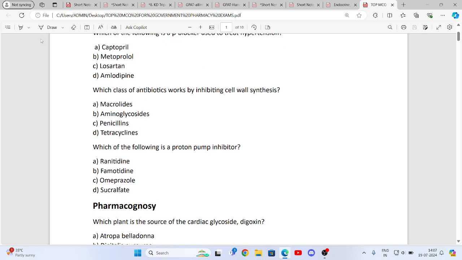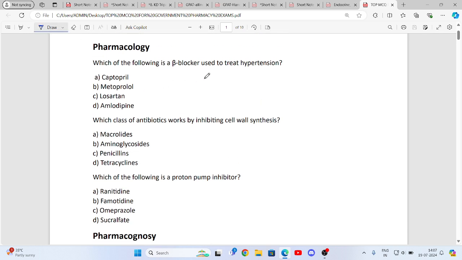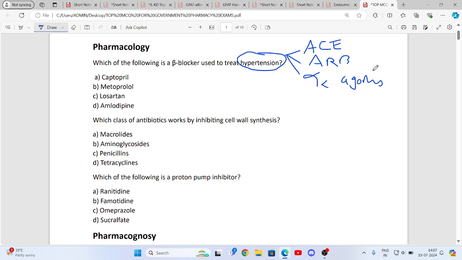So when I talk about pharmacology, the first question is which of the following is a beta blocker and is useful to treat hypertension. So in hypertension management, we have a lot of different medications that are given like ACE inhibitors, angiotensin receptor blockers, alpha 2 agonists, beta blockers, alpha 1 antagonist, right? So we have different kinds of medication, but over here the beta blocker is asked. So the right answer is beta 1 cardioselective metoprolol.